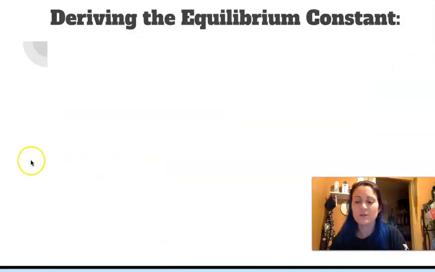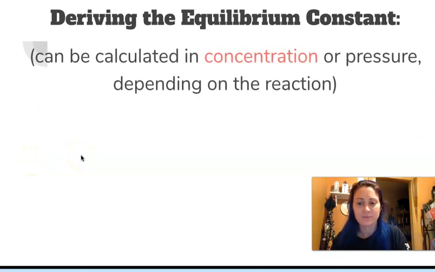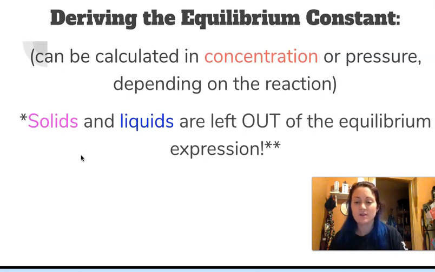All right, so how do we calculate the equilibrium constant? The equilibrium constant K can be represented a number of ways. It can be calculated as a unitless number by concentration or pressure. Very importantly, solids and liquids are left out of the equilibrium expression. So if you see any reactant or product that is solid or liquid phase, it does not appear in the equilibrium expression. You can leave it out. This includes water. Very important.